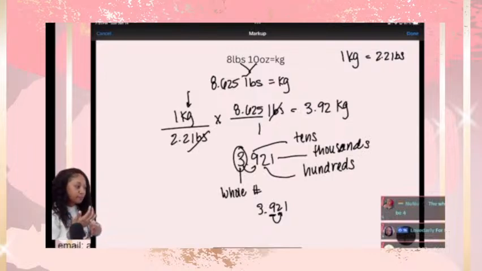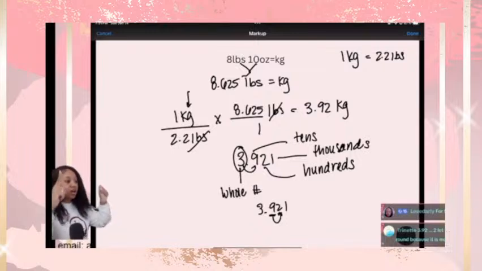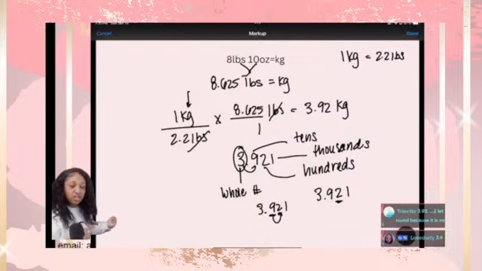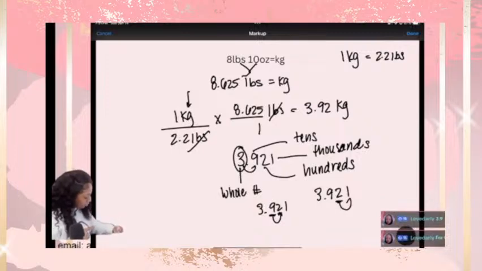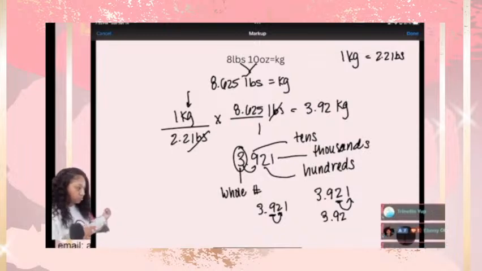So the rules are, if it's 4 and below, you keep it the same, okay? If it's 5 and above, you round up, okay? So if we had to round to the hundreds place, it's asking us to round to the nearest 100. We're going to look right here, right? And since it's 1, that's 4 and below, it's going to stay the same. So your answer will be 3.92.